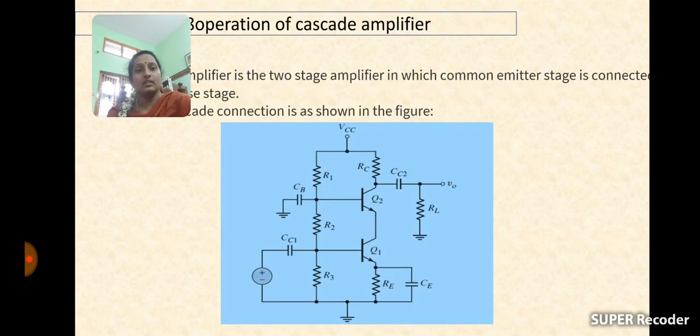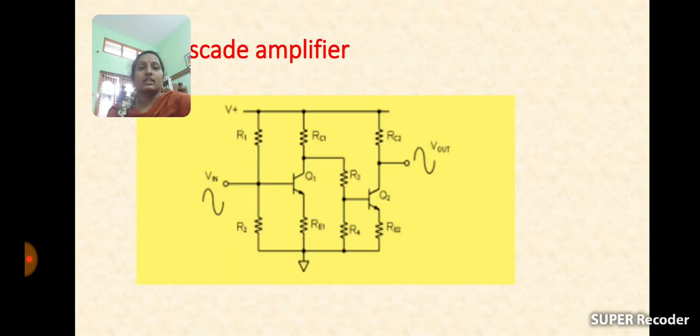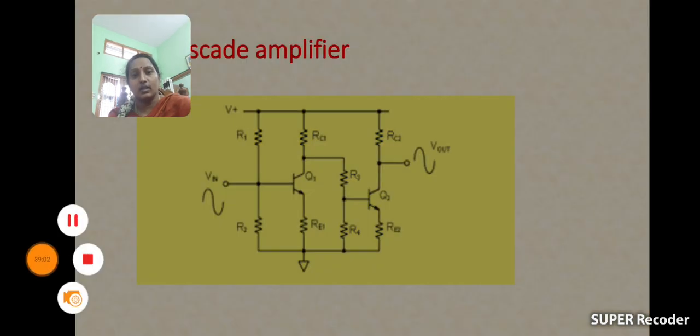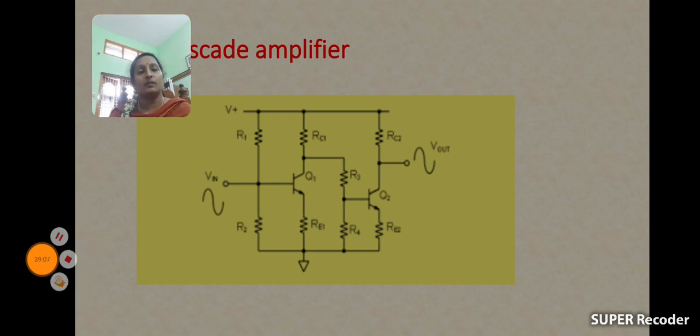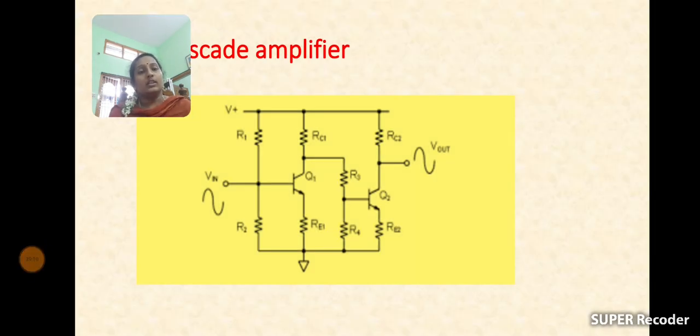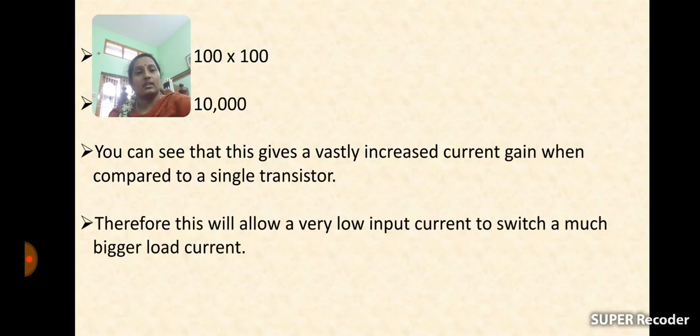So in our last class what we have discussed, today's topics are what? Darlington pair, cascade amplifier, cascode amplifier, and what is the need of the Darlington amplifier. Darlington pair amplifiers are used to increase the gain. How many transistors are there in a Darlington pair circuit? Two transistors are there in our Darlington pair circuit.